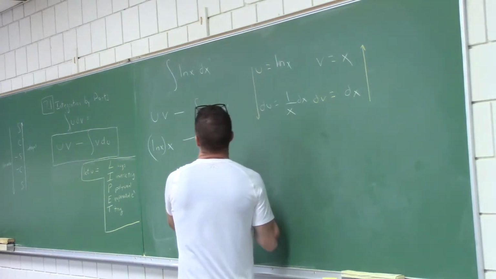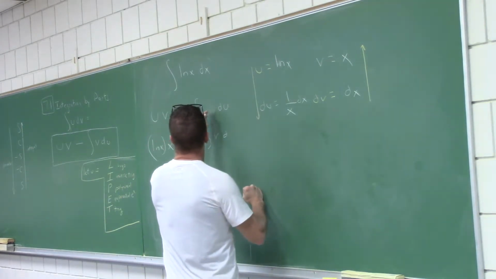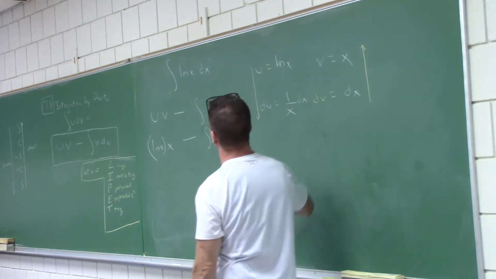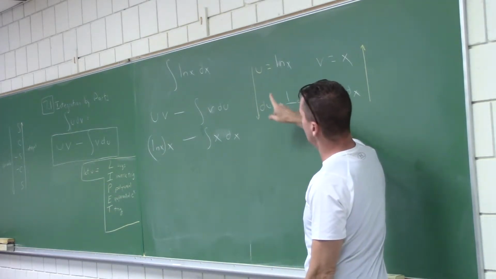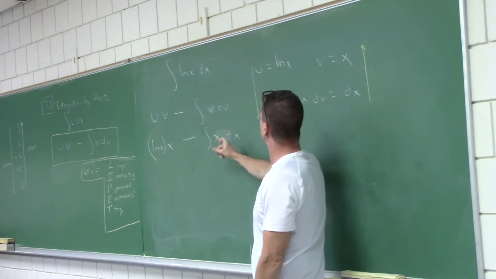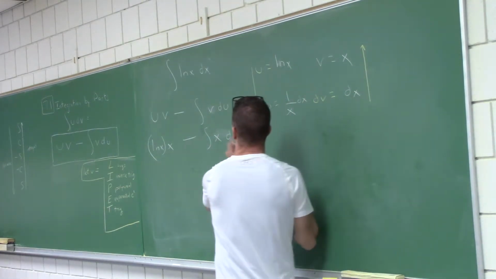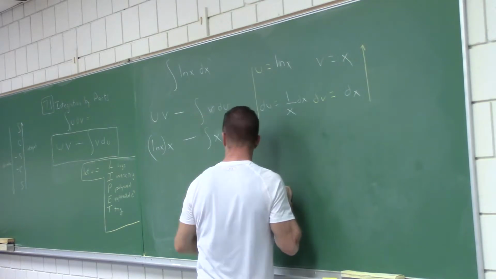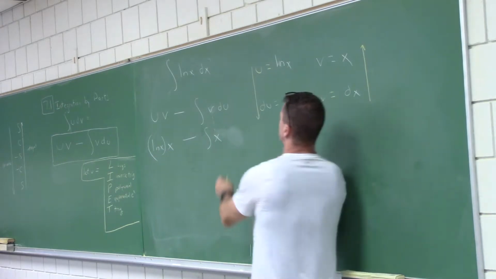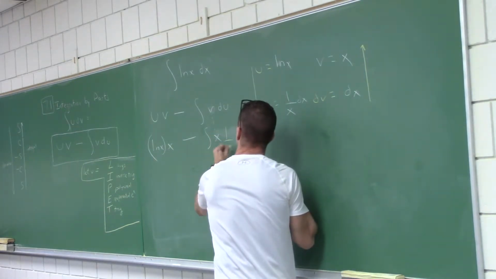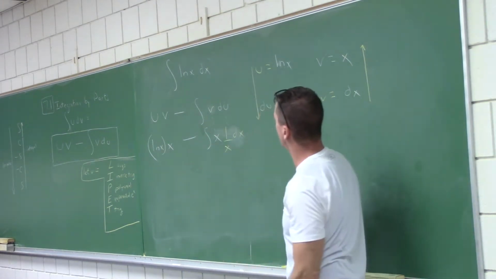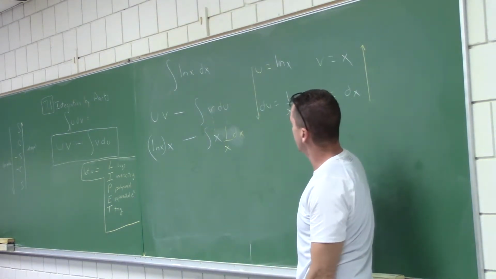We got uv minus, oh, I put a v. This v was just an x. So we got natural log x times the x minus the integral of the x times du, which, what's du? So there's the v. There's the v. I'm going to substitute the du now, which is 1 over the x. I just want to point out where each of these two parts are coming from in our work on the side here.